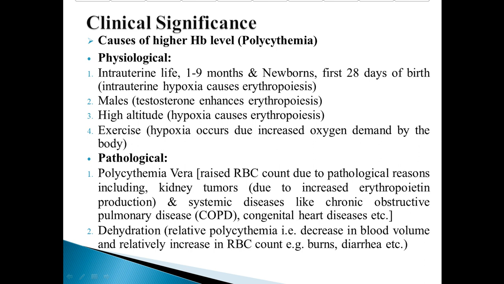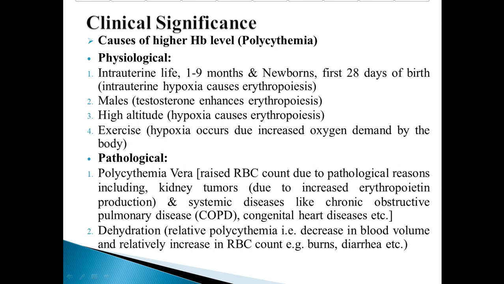In the pathological causes of increased hemoglobin, there is polycythemia vera. Polycythemia vera is the raised RBC count due to pathological reasons, including kidney tumors due to increased erythropoietin production, and systemic diseases like chronic obstructive pulmonary disease and congenital heart diseases. While dehydration causes relative polycythemia, because when there is a decrease in blood volume, there is a relative increase in RBC count.